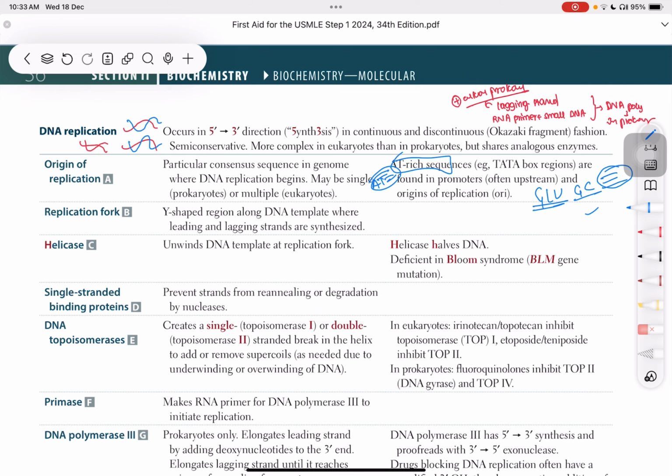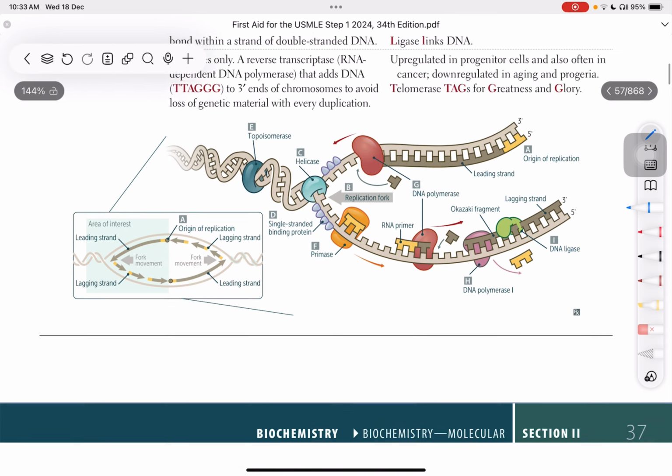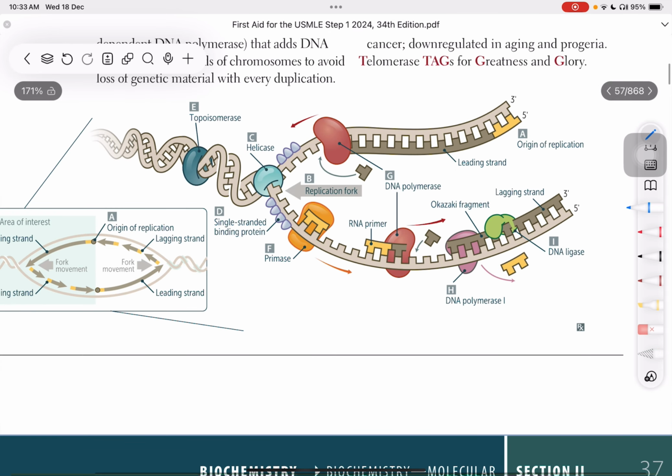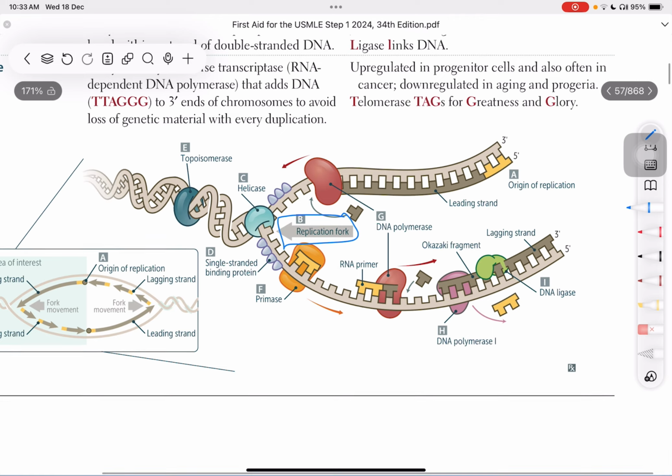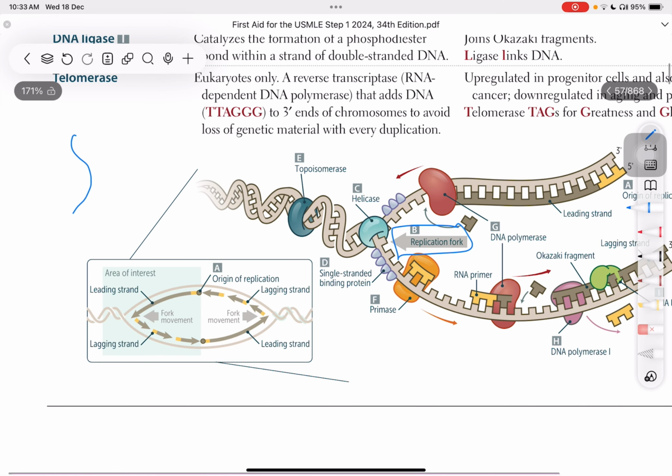Replication fork: the Y-shaped region along the DNA templates where leading and lagging strands are synthesized. See, this is the replication fork, where the DNA synthesis starts. So the basic explanation is, just imagine a thread wound over the other like this.